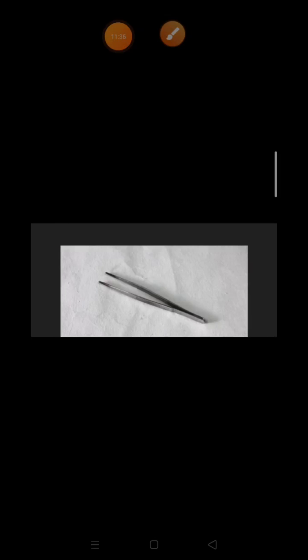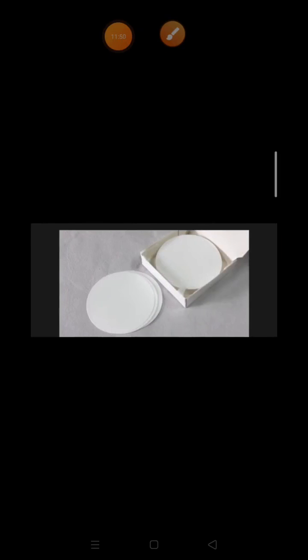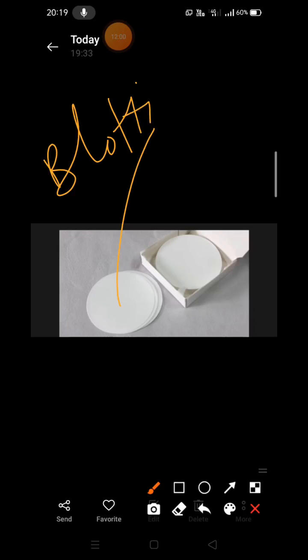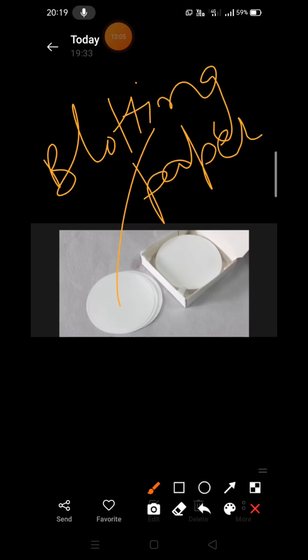Next, it is forceps, which is used to tear off the peel from the onion. Next, it is a needle, which is used to pick and tear the membrane. Next, it is blotting paper. What is the function of this blotting paper? Its function is to absorb extra water. When we prepare the slide and put the cover slip on the slide, whatever extra amount of water comes out, it is used to absorb that extra water.